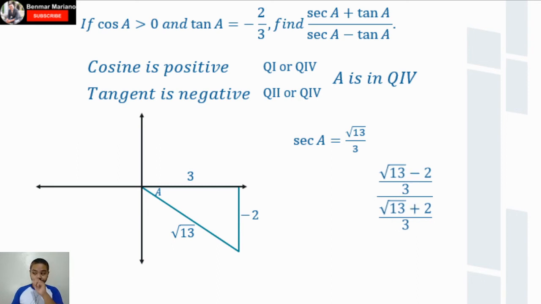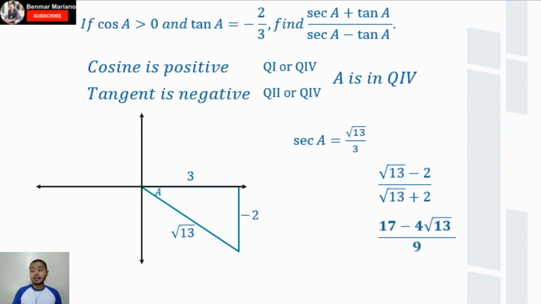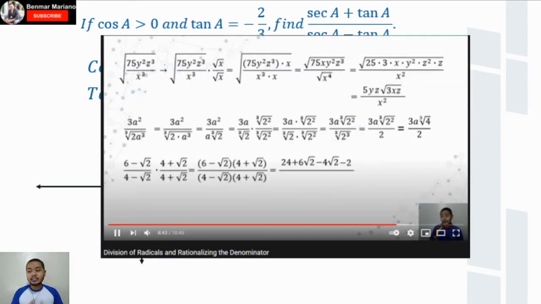So, simplifying this one, we will have square root of 13 minus 2 all over square root of 13 plus 2. Rationalize the denominator. So, our answer now would be 17 minus 4 square root of 13 all over 9. So, again, if in case you forgot how to rationalize the denominator, specifically when the denominator is a binomial, that is with the use of the conjugate, you may again watch the video that I have uploaded about rationalizing the denominator. Down to our last example.